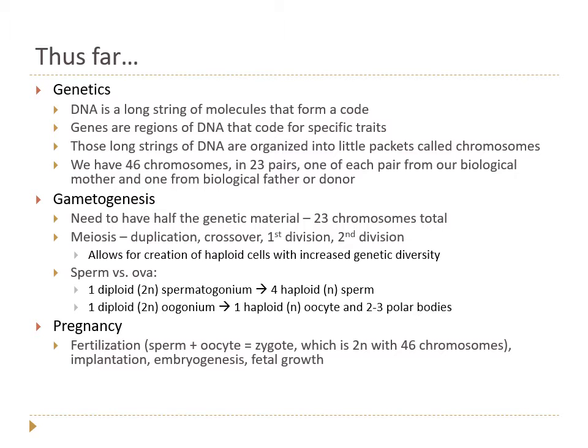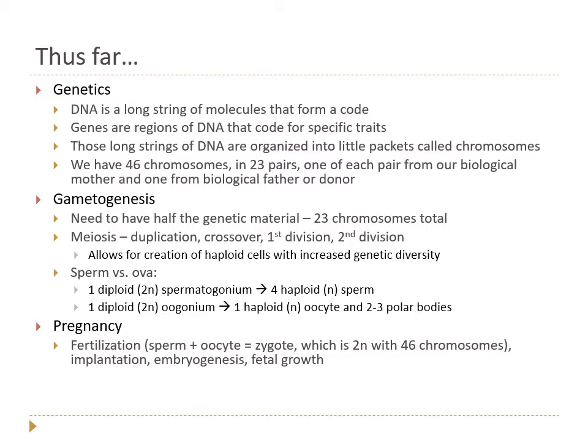So thus far, we've talked about basic genetics, how DNA is a long string molecule that forms a code, and certain regions of that code that give information on how to actually make the different parts of a cell and operate as a cell are called genes, right? They code for specific traits. And then DNA is organized into packets called chromosomes. We as humans have 46 chromosomes in 23 pairs. That is called diploid. We get one from each pair from the sperm and one from the oocyte.